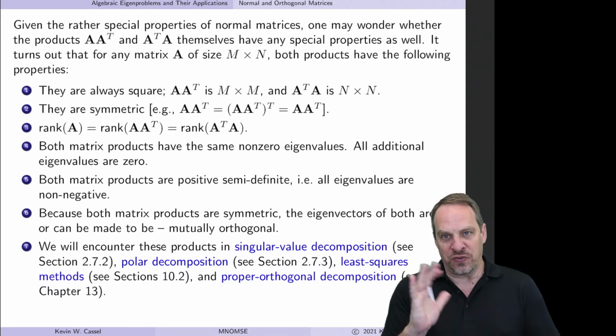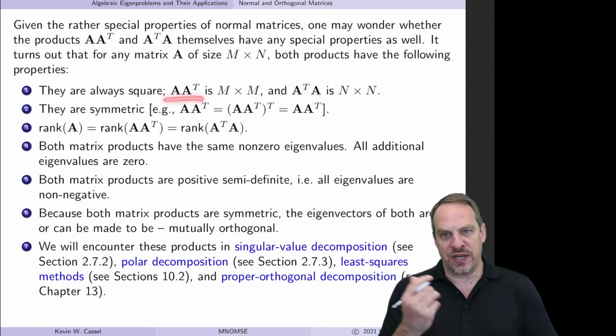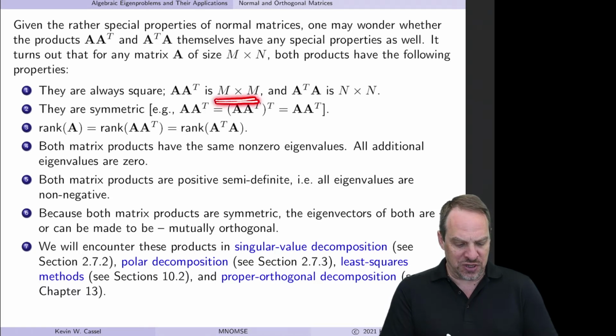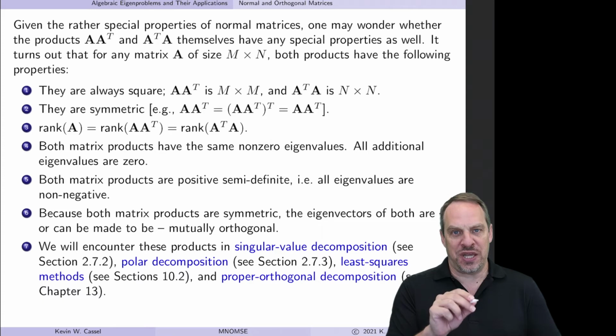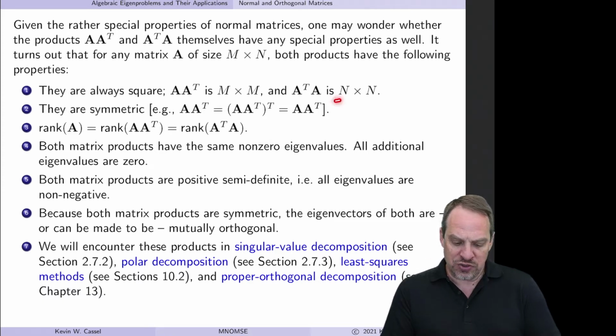We'll assume it's real for now just to keep things nice. The first property, which is rather easy for us to convince ourselves of, is that A times A transpose and A transpose times A are both square. If A is m by n, then for A times A transpose, A is m by n and A transpose is n by m, so the result is going to be an m by m matrix, which of course is square. Likewise, for A transpose times A, it is n by m times m by n, so the product will be n by n. So they're both square.